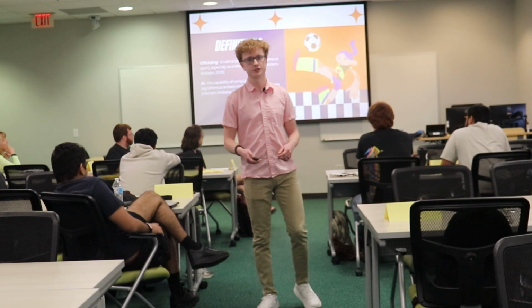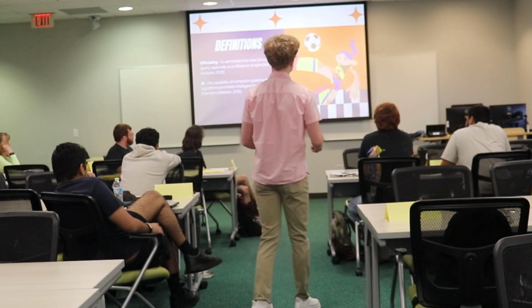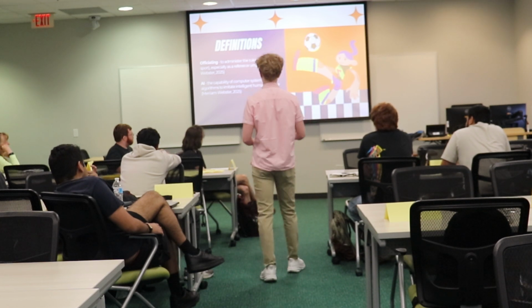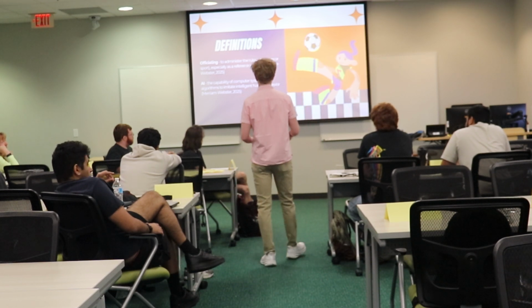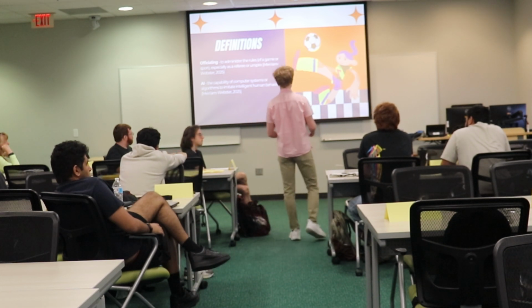Just a few quick definitions. Officiating means to administer the rules of a game or sport, especially as a referee or umpire. And AI, of course, as we all know, artificial intelligence is the capability of computer systems or algorithms to imitate intelligent human beings.